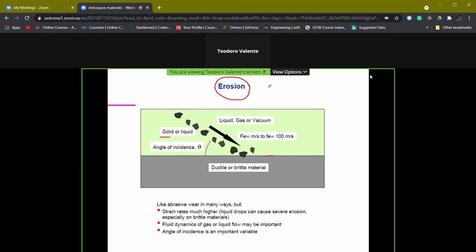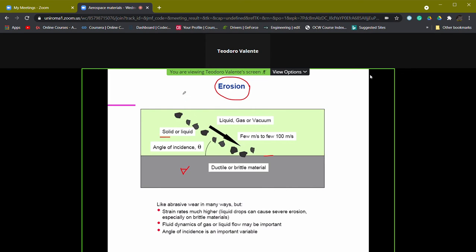For this kind of tribological problem, we have many parameters which control the severity of the erosion wear. First of all, it is different if the base material which comes in contact with these solid particles is a ductile or a brittle material. So the severity depends on the properties of the base material itself.